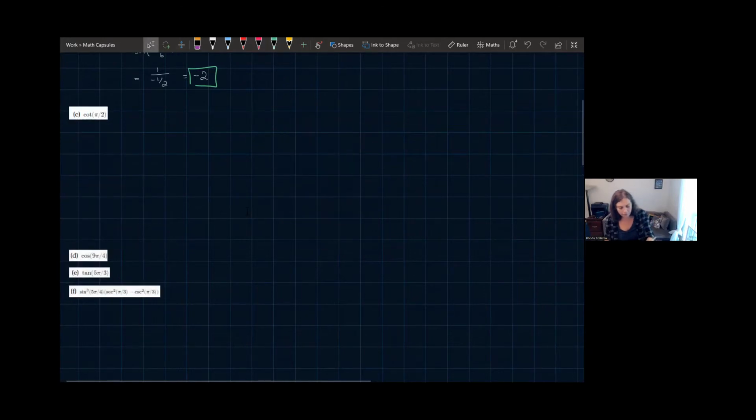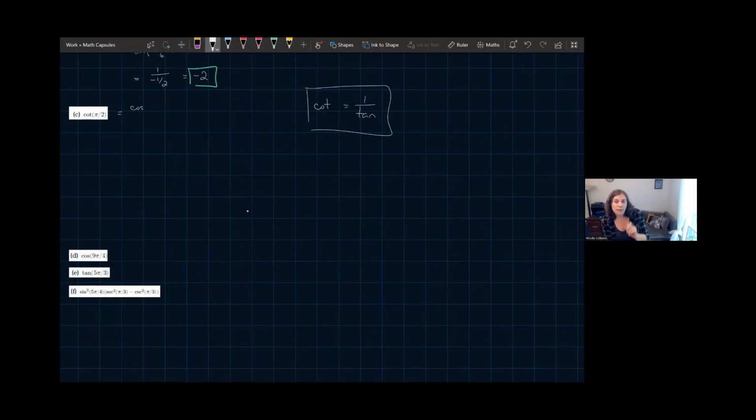Let's keep going. Cotan. Again, I need to know what is cotan in terms of sine and cosine. Well, cotan is 1 over tan. That's another identity that's good to know. This way, if you remember that tan is sine over cosine, you would know that for cotan, you flip it the other way around. Cotan is cosine over sine. So for pi over 2, I'm going to need to figure out what is the value of cosine and what is the value of sine.